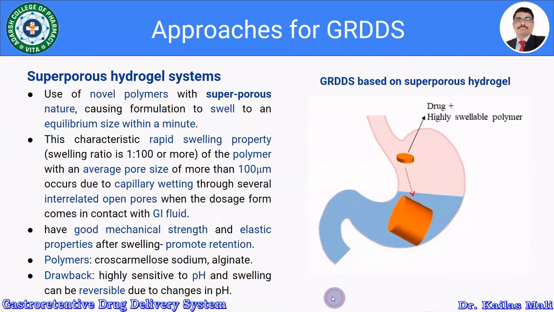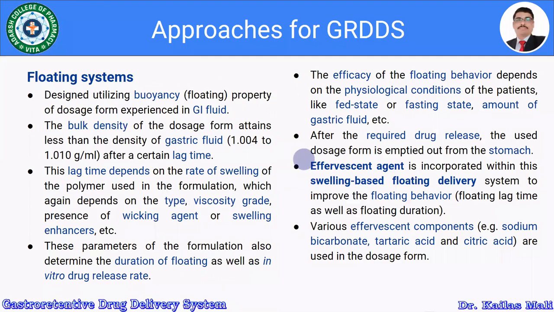Let us move towards the next approach, that is the floating system. This is one of the important systems. There are so many marketed formulations of floating gastroretentive drug delivery systems available. It is designed utilizing buoyancy, that is the floating property of the dosage form, which is experienced in the gastrointestinal fluid. So here we are utilizing the floating property of the dosage form in the gastrointestinal fluid for designing the gastroretentive drug delivery system.